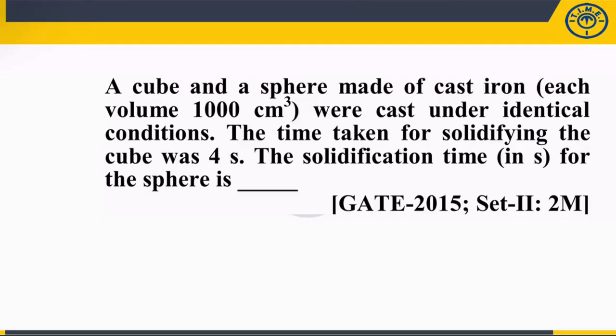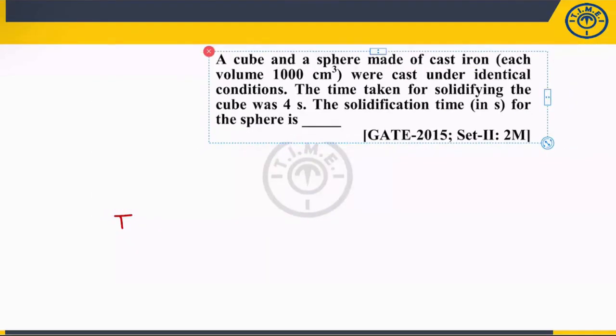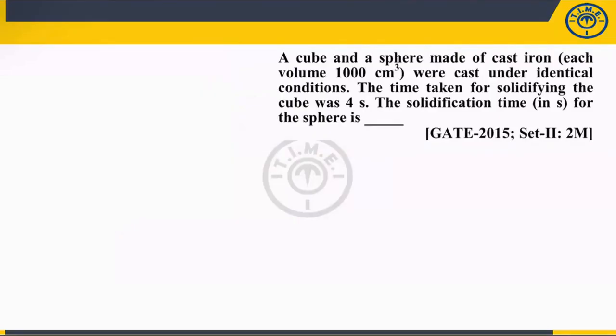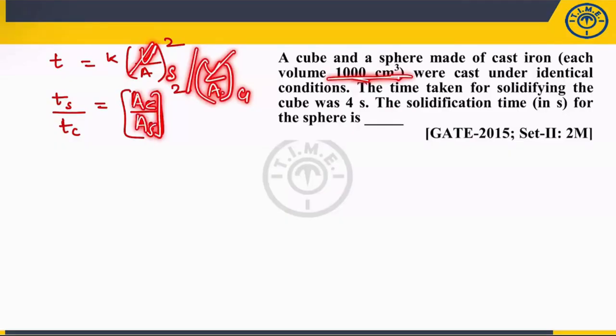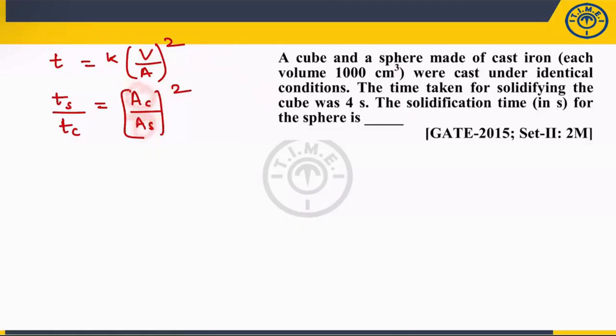Everyone got the answer? Solidification time, as you know, is V by A square. Yes, very good question. 6.15 is the correct answer. Solidification time is k into V by A square. Solidification time of sphere divided by cube can be written as area of cube divided by area of sphere, because volume is the same. Volume will be cancelled out because they have mentioned equal volume. So (area of cube divided by area of sphere) square. So if you calculate the area, your problem is solved.